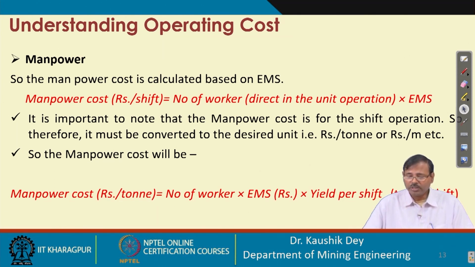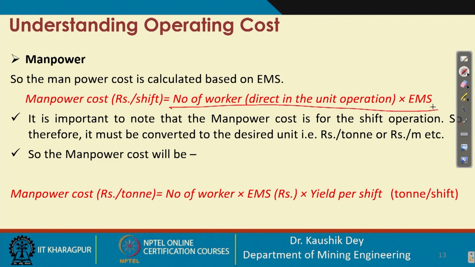So, now the manpower cost for a particular unit operation is calculated based on the number of workers directly engaged in that particular operation, multiplied with the EMS, which will give the manpower cost. But be very careful, this manpower cost is given in rupees per shift.